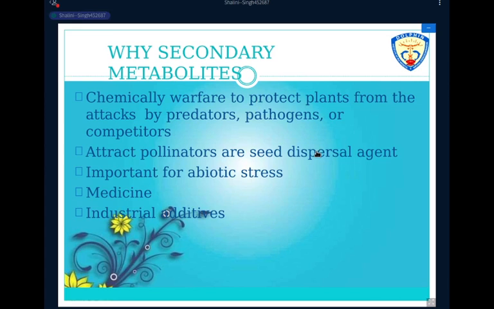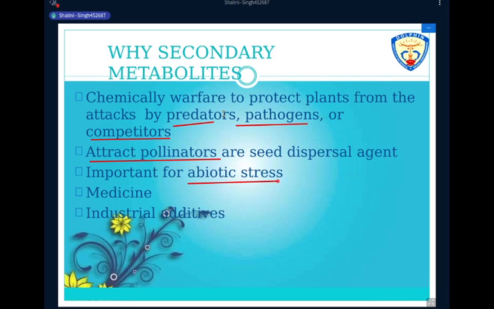They act as chemical warfare to protect plants from attacks by predators, pathogens, or competitors. These secondary metabolites attract pollinators like insects, honeybees, and seed dispersal agents also. They give plants protection against abiotic stress also.